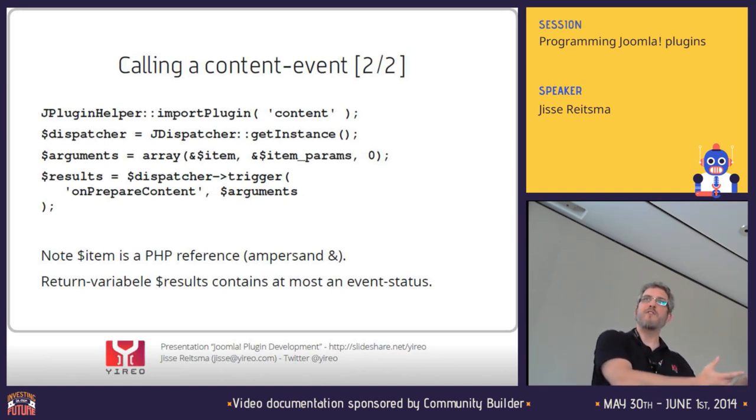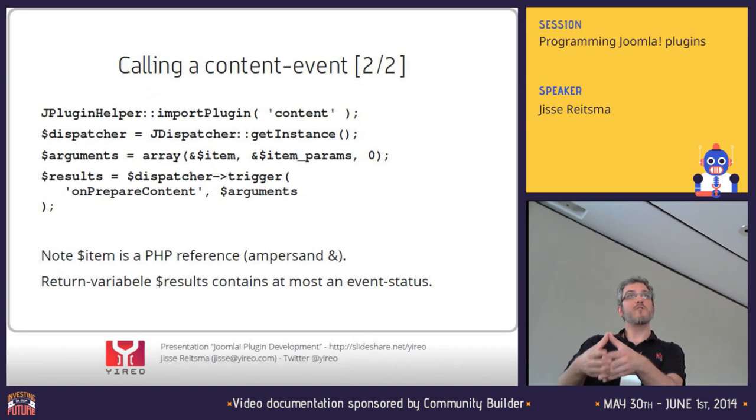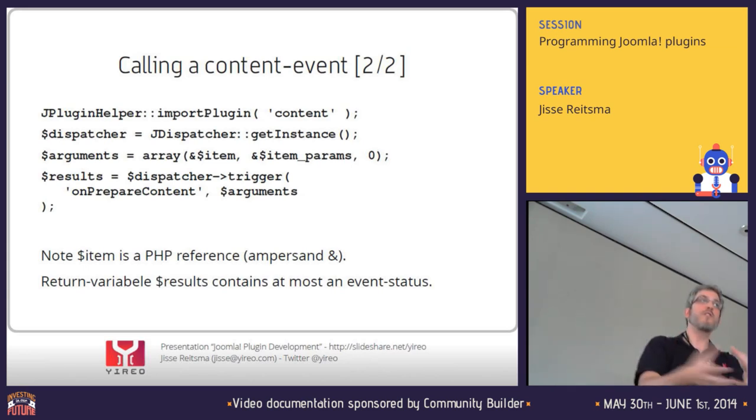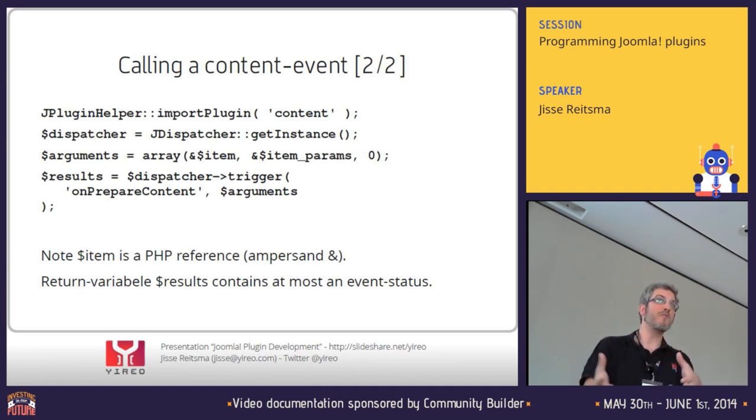And then in this event, we can call plugins. And then these plugins, they receive the arguments array. And within the arguments array, they receive the item object. But the item object also contains a parameter called text. But they don't know whether the text is the text they should be modifying or the text is something else that they shouldn't be modifying.